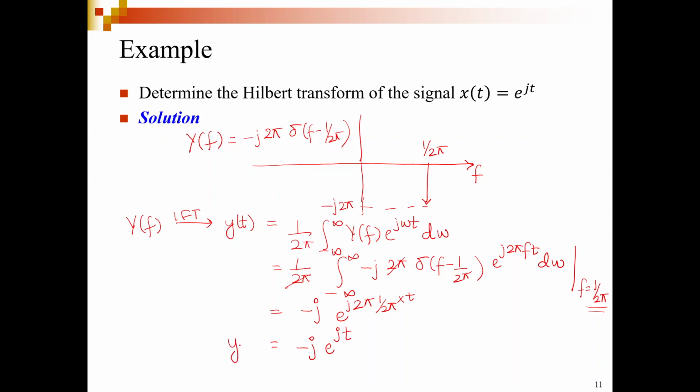So therefore we can say that the Hilbert transform of the signal x of t, which is e to the power jt, gives its modified version, which is called y of t, or you can also represent it as x cap of t, which is nothing but minus j into e to the power jt, where minus j also represents the phase lag by 90 degrees, or phase shifted by minus 90 degrees. So this is a simple example of e to the power jt.